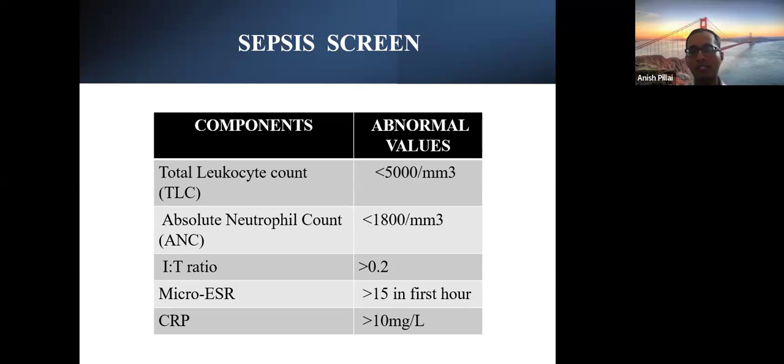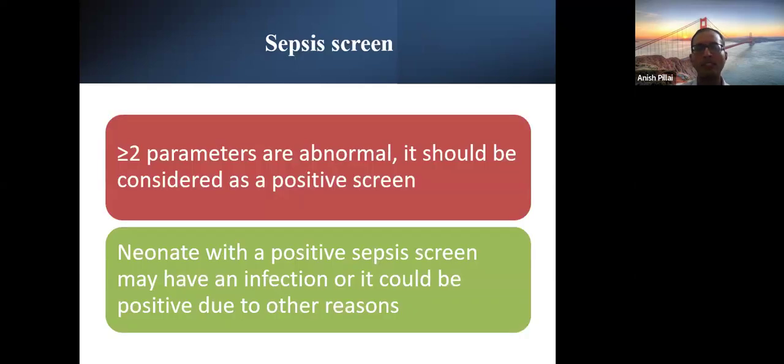So if your immature cells rise, that is also a bad sign. Micro ESR more than 15 and CRP more than 10 mg per liter. So when you combine all of these and send all of these, they have a reasonably good sensitivity to screen for sepsis. And if you do all of that and they come negative, then you can also be reassured. So they have a reasonably good negative predictive value, so that you can be reassured that sepsis is less likely. So this is one thing that will help.